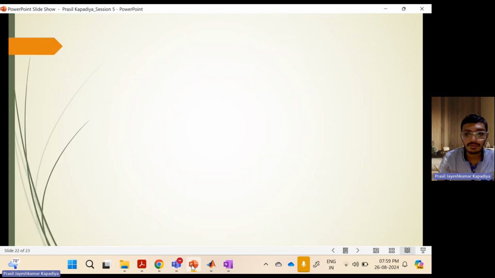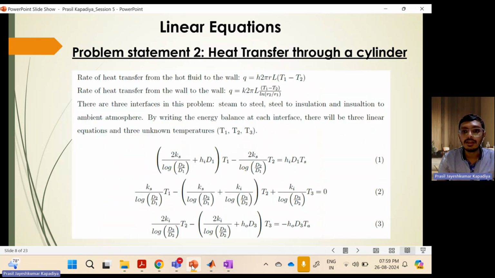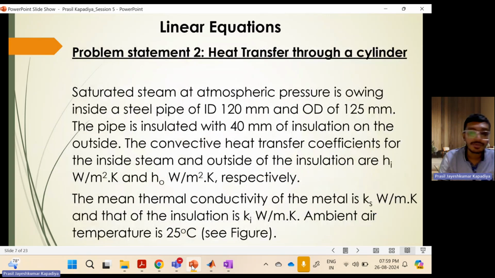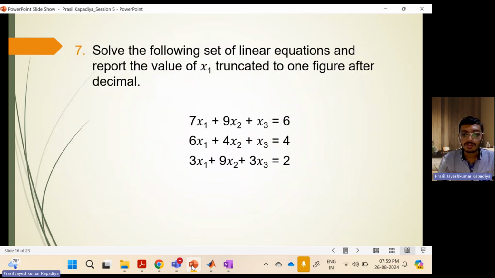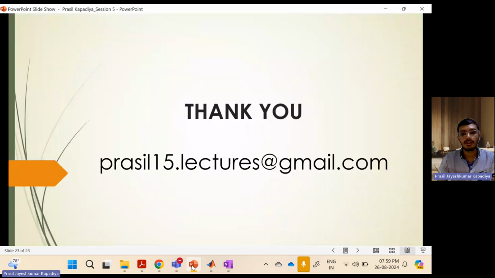In next week's class, we will solve the particular problem of heat balance or heat transfer through a cylinder. This problem we will be seeing in the next class. So this is all from my side for today's lecture.